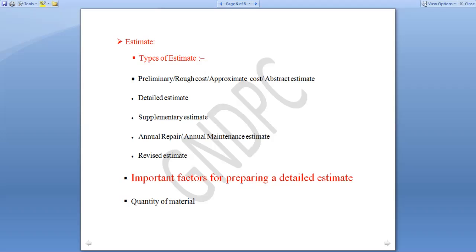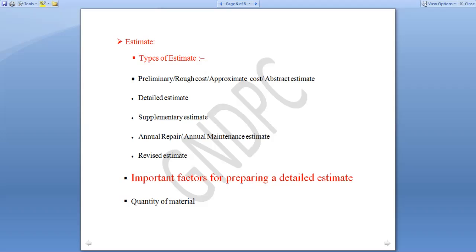Our last topic for today is the important factors for preparing a detailed estimate. Now, first one is the quantity of the material. Now, we all know that bulk purchases are always cheaper as compared to the smaller quantity of the material. So in this case, the rates should be framed according to the volume of the work.